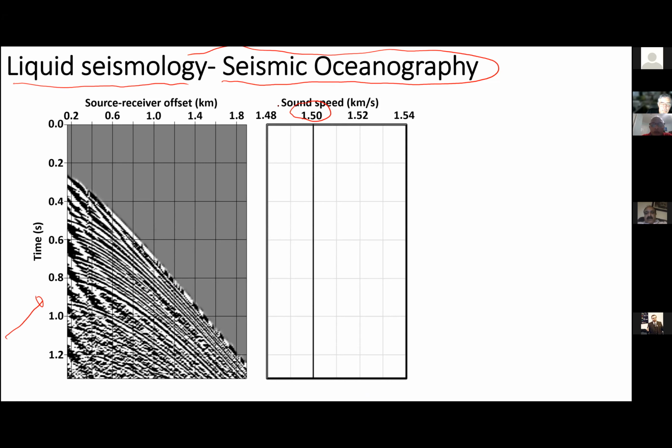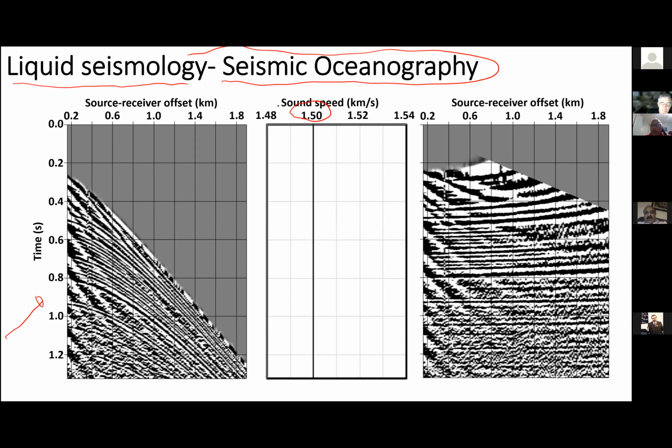Now if I use that 1500 meters per second and NMO correct this Prestack gather for normal moveout, you can clearly see that there are events that are overcorrected here. Maybe some of the events are properly corrected, and if you look carefully, there are events that are undercorrected. That means 1500 meters per second is not the right velocity. It really doesn't matter when you are talking about the subsurface solid earth part, but when you are dealing with just the water column, these velocity variations matter.